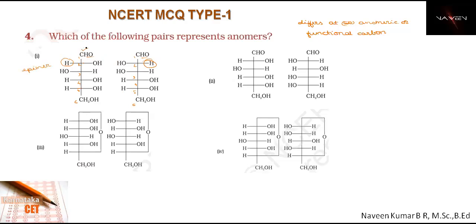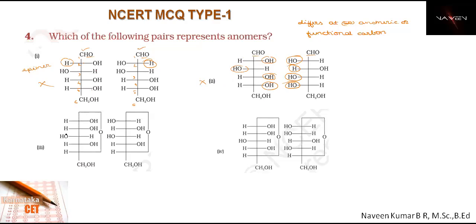For an anomer, the functional carbon should be involved in cyclization and the position of the hydroxyl group on that carbon should differ. Since that is not the case here, it is not an anomer. If we look into the second structure, again the functional group is not involved in cyclization, so anomers are not possible. If you see the differences here, on the second carbon the position is different, third carbon it is different, fourth and fifth also it is different. So these are structural isomers and not anomers.